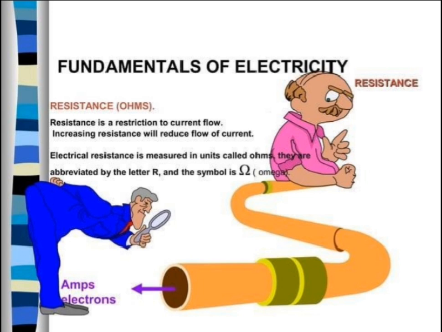So, resistance is a restriction to current flow. Increasing resistance will reduce flow of current. Also, electrical resistance is measured in units called ohms. They are abbreviated by the letter R, and the symbol for resistance is omega. So, when we say resistance, it is the opposition to the flow of electric current. So, it depends on the material, length, and cross-sectional area of the conductor.